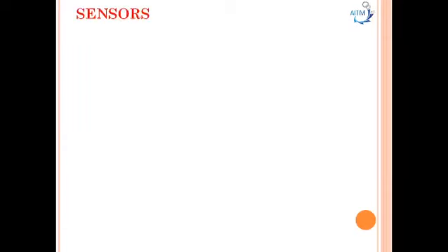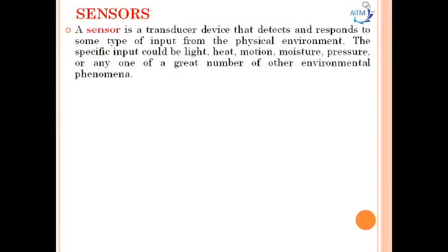So what is meant by sensor? A sensor is a transducer device that detects and responds to some type of input from the physical environment. And the specific input could be light, heat, motion, moisture, pressure, or any one of the great number of other environmental phenomena here. So the changes in system environment or variables are detected by the sensors connected to the input port of the embedded system here.